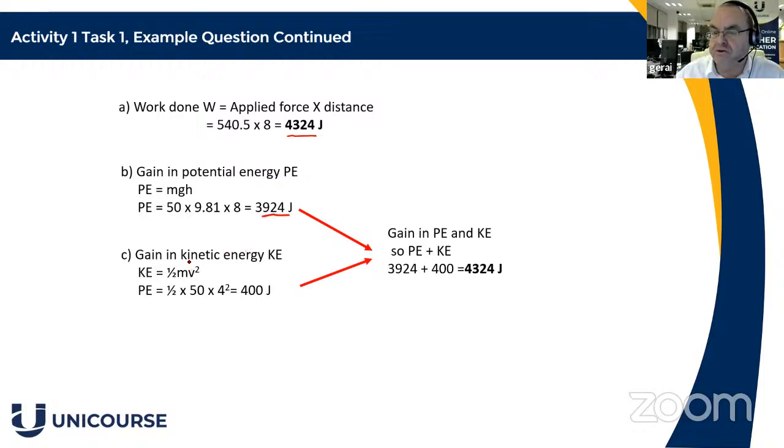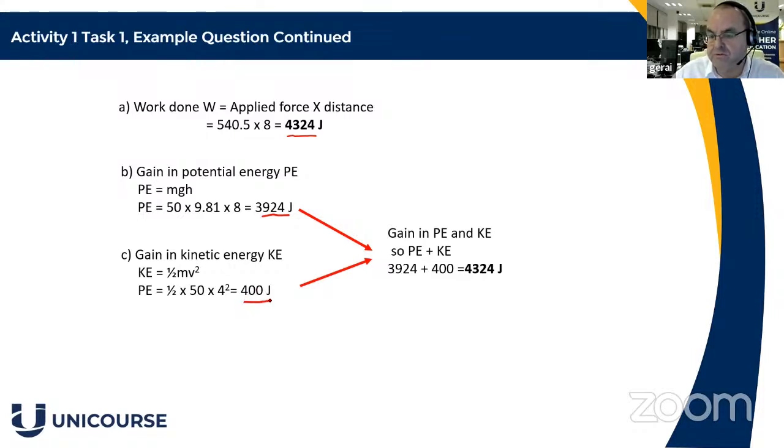And we also need to look at the gain in kinetic energy, because it's accelerated upwards, so it's gained velocity. So we're looking at the velocity at the end, that's the kinetic energy that it's gained. The kinetic energy is half mv squared. We put the values of m and v into there, and that gives us 400 joules.